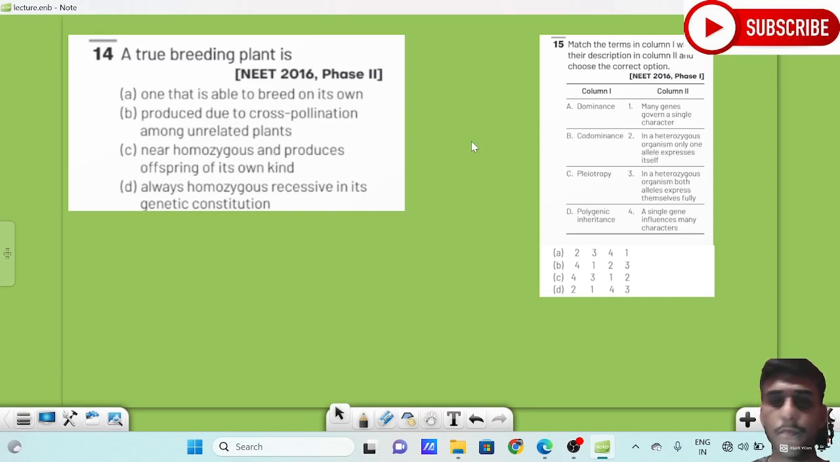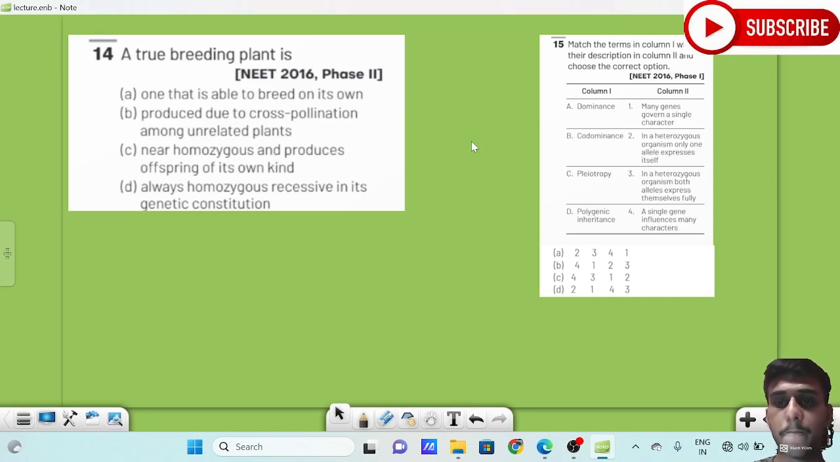So A2. Next, B. Codominance. In a heterozygous organism, both alleles express themselves fully. This is an example of codominance, and this is an intragenic gene interaction. The gene interaction between the same alleles of the same gene is known as intragenic gene interaction. Codominance comes under intragenic gene interaction. Okay. Next, pleiotropy and polygenic inheritance. Yes, the two topics we have discussed earlier.